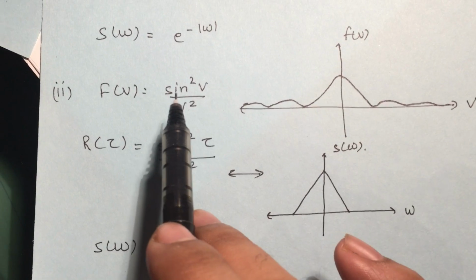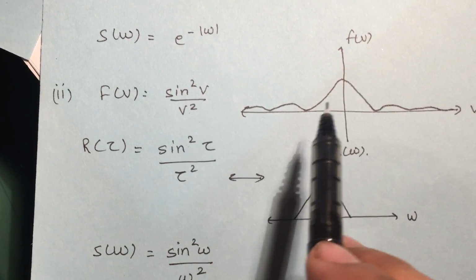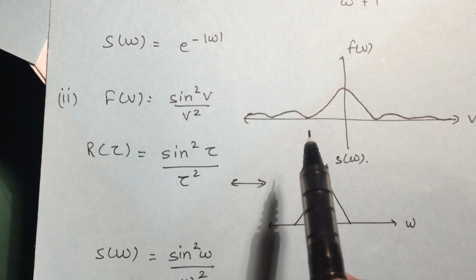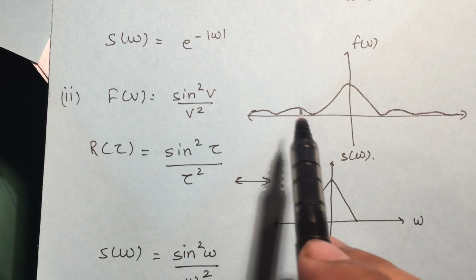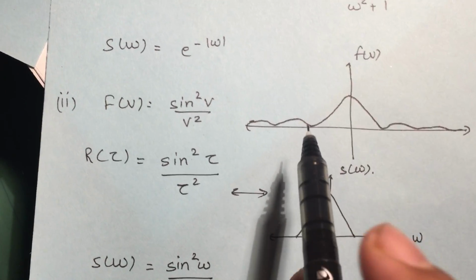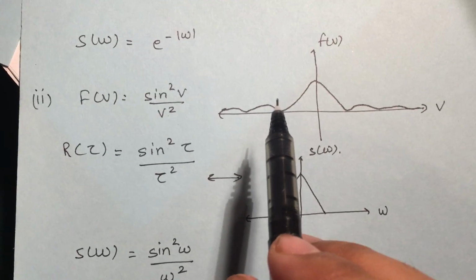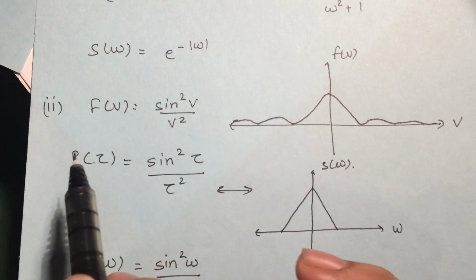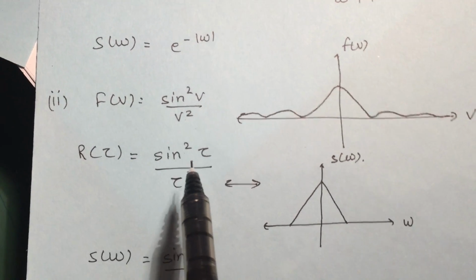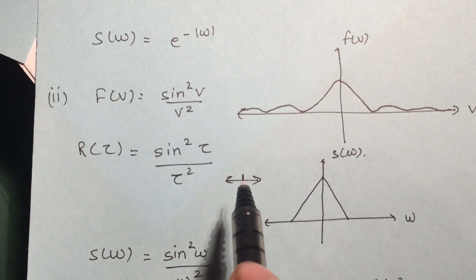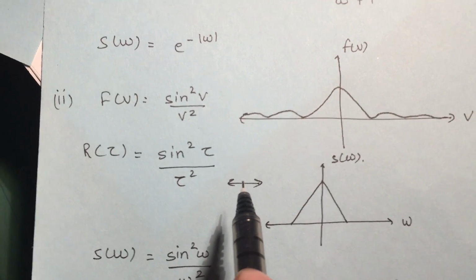The second part says sine squared v by v squared. This is basically a sinc function, but squared. The part that used to go negative is just going to pop up because it's squared now, so it'll be positive. First, for the autocorrelation function, we get sine squared tau by tau squared. We're going to take the Fourier transform of this to check whether the corresponding power spectral density exists.